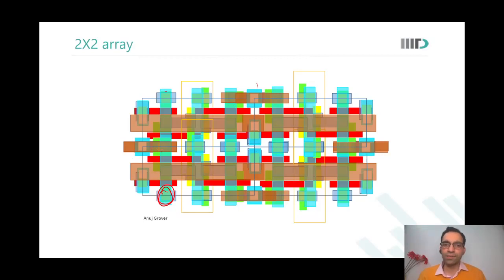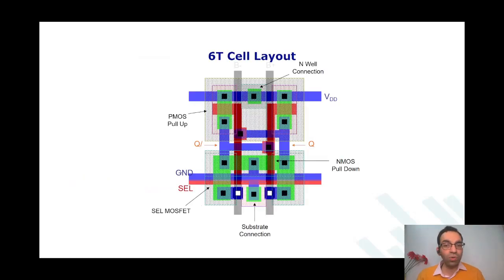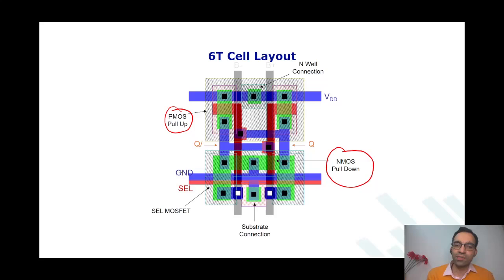Any further questions on this? Great. So now let us look at some other layout topologies that were either used earlier or that you may see in some books, which are no longer used anywhere today. Okay, so this kind of a topology, they've already written where the pull-up is, and where the pull-down is. Where is the pass gate? These are the pass gates.